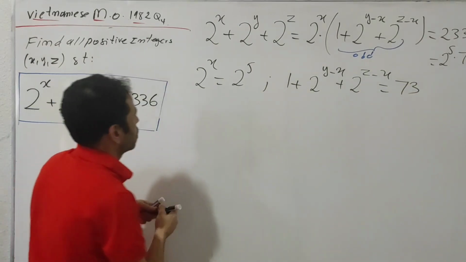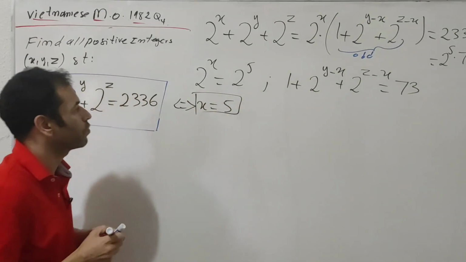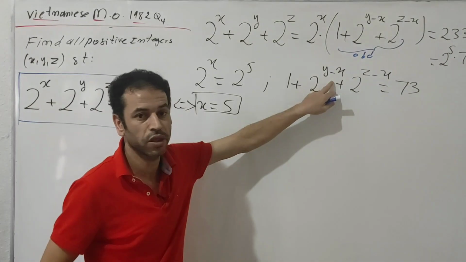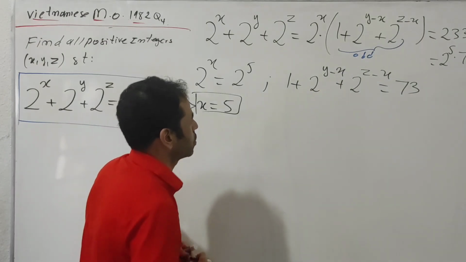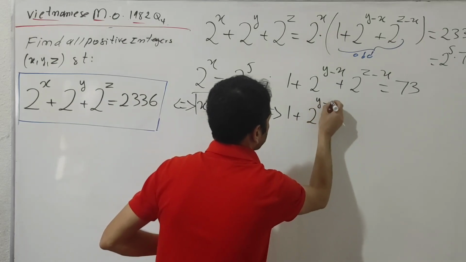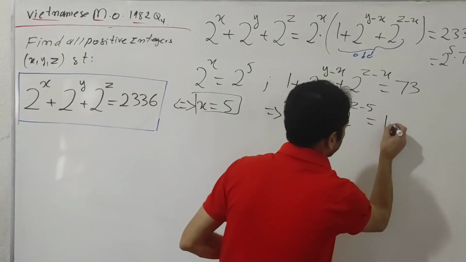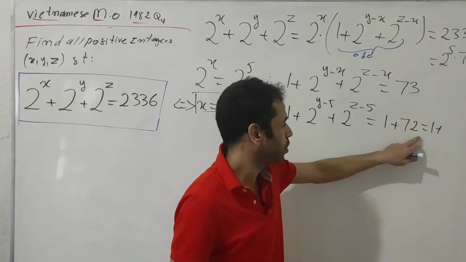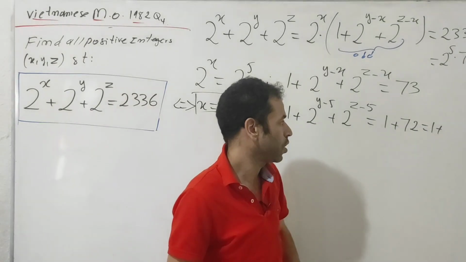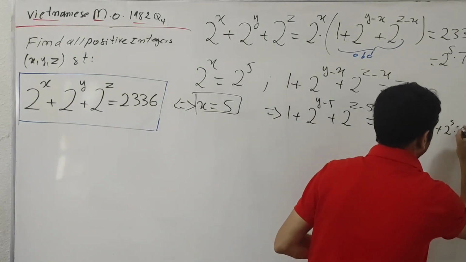This is equivalent to the exponent x equals 5. Now I found the value of x, which is 5. Now I'm going to replace x with 5 to find y and z. So I will have 1 plus 2 to the y minus 5 plus 2 to the z minus 5 equals 73, which is the same as number 1 plus 72. As we know, 72 equals 8 multiplied by 9. 8 can be written in the form of 2 to the 3, and 9 can be written in the form of 3 to the 2. So we'll have 2 to the 3 multiplied by 3 to the 2.